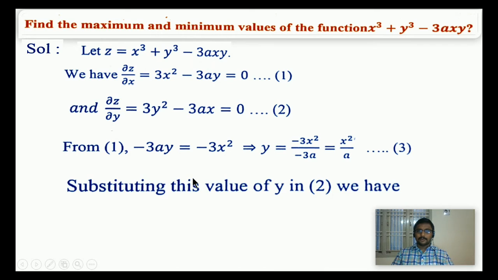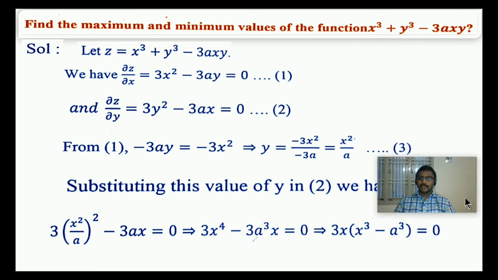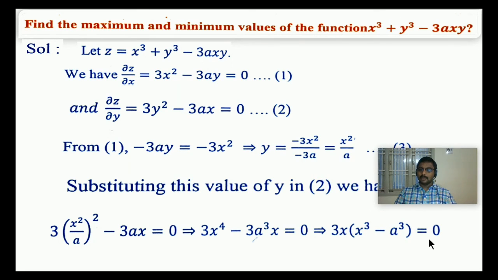For example, substituting in the second equation. Substituting the y value in equation 2, we will have 3y squared, but y is x squared by a, that is (x squared by a) whole squared, minus 3ax equal to 0. Now simplifying this by taking out 3 as common and equating to 0, and then simplifying by taking the LCM, we get the product 3x into (x cubed minus a cubed) equal to 0.